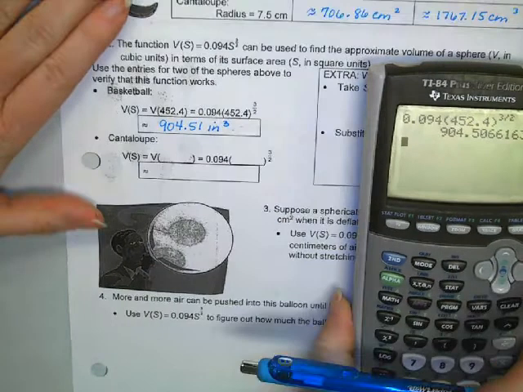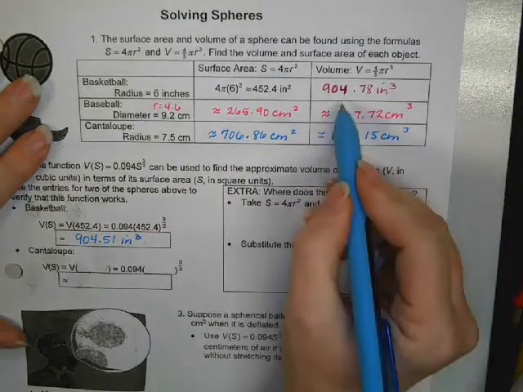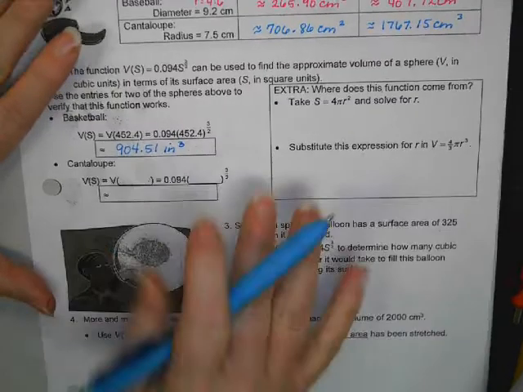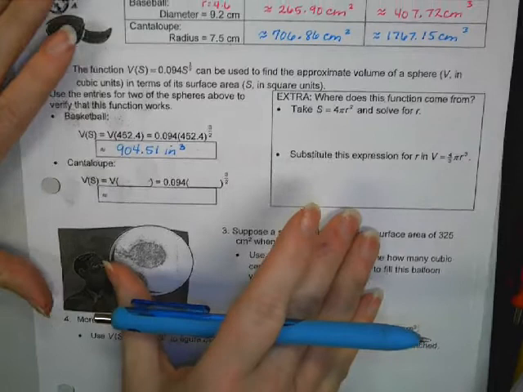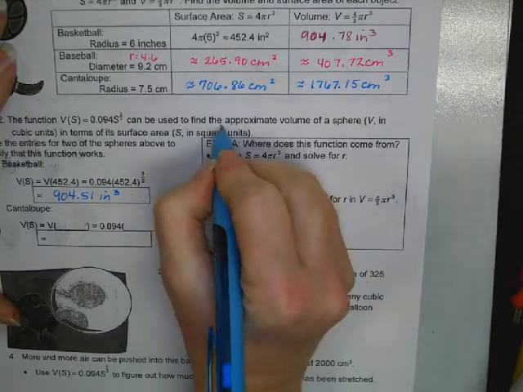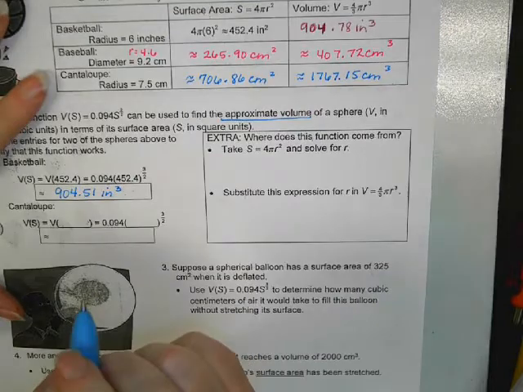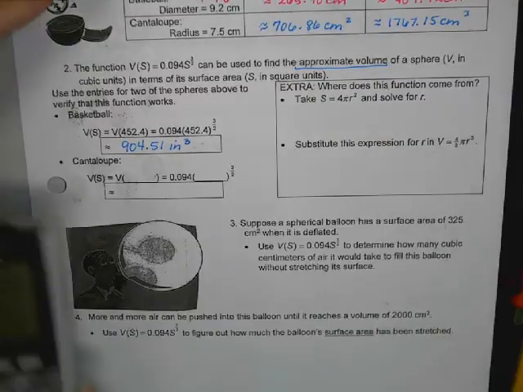All right, now if you look at what we got when we actually knew the radius, we got 904.78. When we used the formula based off of surface area, we got 904.58. Not exactly the same, but it does say right here we're using it to approximate the volume. So they're basically telling you it's not going to be exact, but it's going to be real close. So let's do the same thing for the cantaloupe.